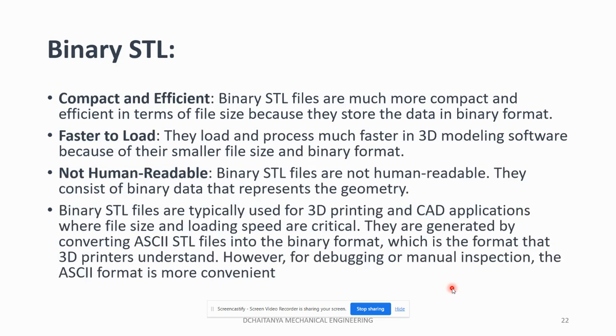Coming to binary, it is compact and not human readable, because it has 0 and 1 operators. Depending upon the byte size, the codes will be saved as these code numbers. These are typically used for 3D printing and CAD applications, where file size and loading speed are critical. Generally, the ASCII format is more convenient for rectifying and debugging errors by any human.